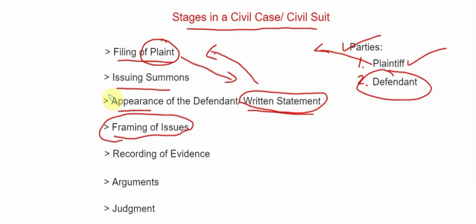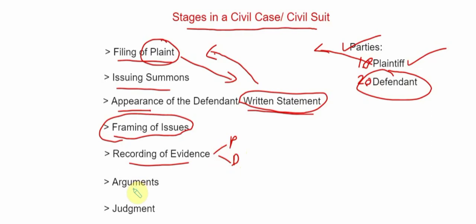The next step is recording of evidences. First the plaintiff's evidences are going to be recorded, and then the defendant's evidences are going to be recorded. So it starts off with plaintiff's evidence, and then it goes to the defendant's evidence. This is the general pattern. It can vary from case to case, but to an extent this is what is going to be followed.